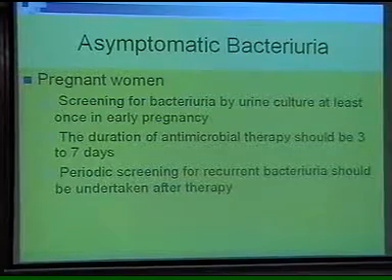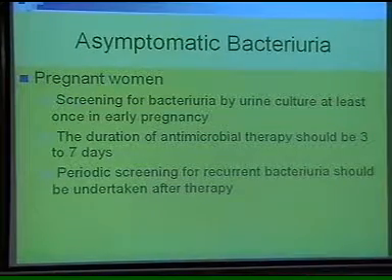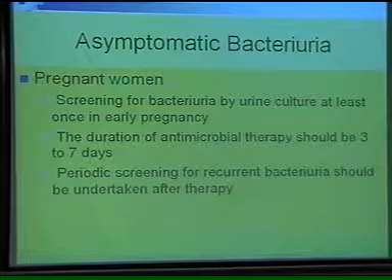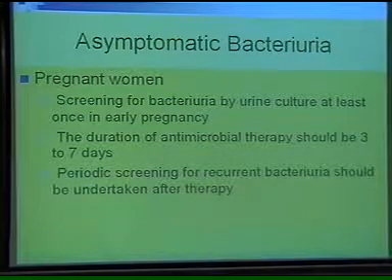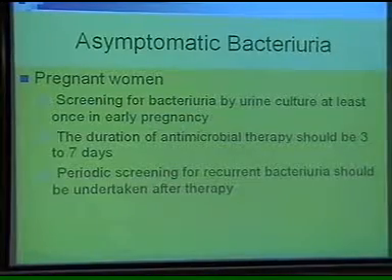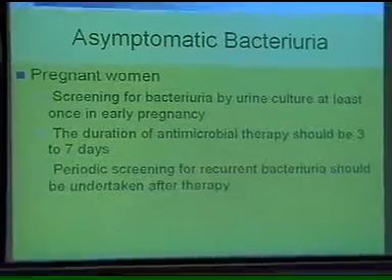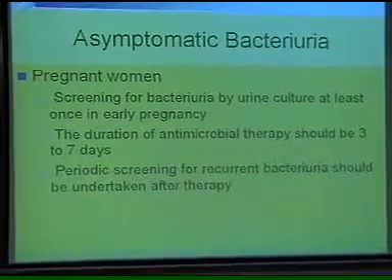How long do we treat? Usually 3 to 7 days. And then periodic screening for recurrent bacteriuria should be undertaken after therapy. So once you have done the treatment, after a week or so, repeat the urine to make sure that the patient has eradicated the bacteriuria. Some people say that if the pregnant woman still has asymptomatic bacteriuria, retreat it. And if it is still persistent, you give continuous low-dose therapy to prevent urine infections.